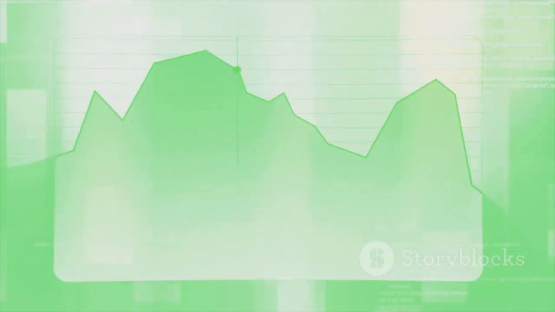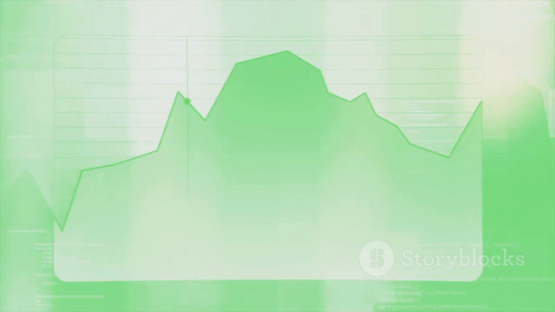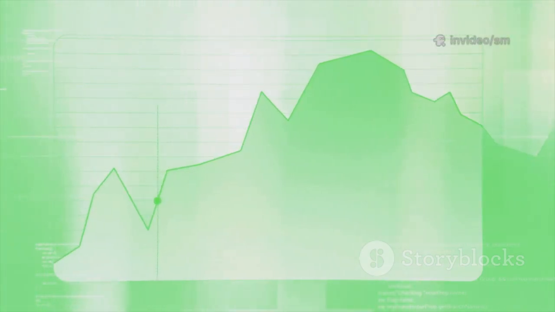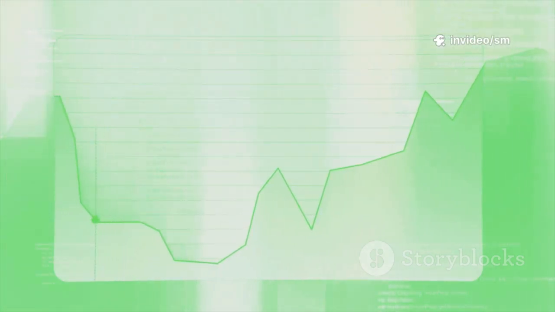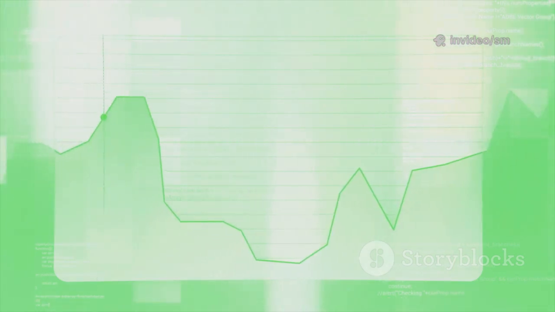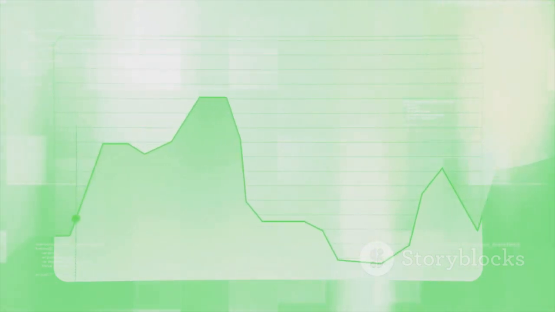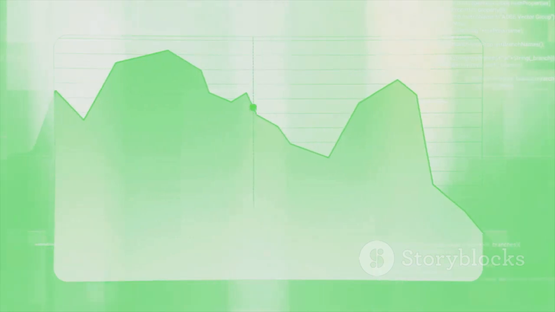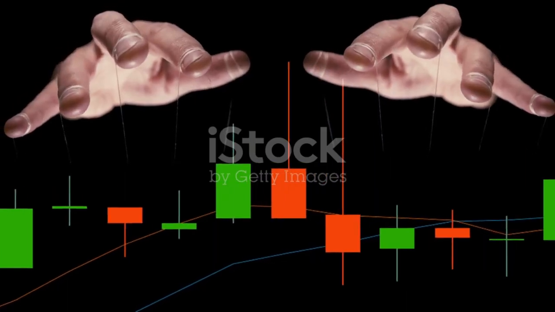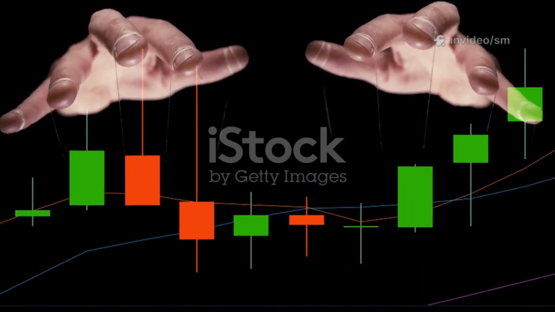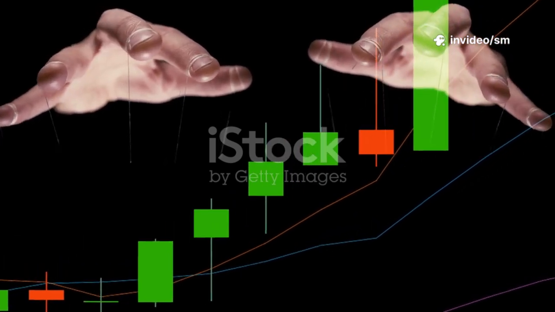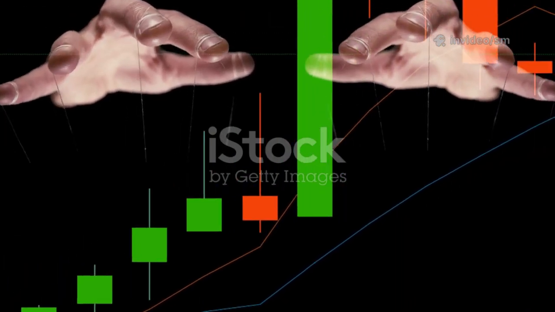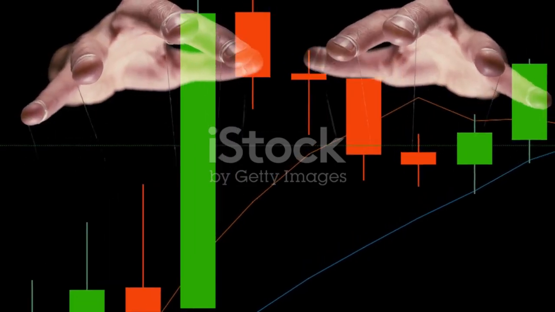Identify these levels by looking for repeated highs, resistance, and lows, support, on the chart. If you see price turning around at the same area multiple times, you've likely found a key level. These turning points are where the battle between buyers and sellers is most intense. The more times a level holds, the stronger it is. Each bounce off support or rejection at resistance adds to the significance of that level, making it more likely that traders will pay attention to it in the future.